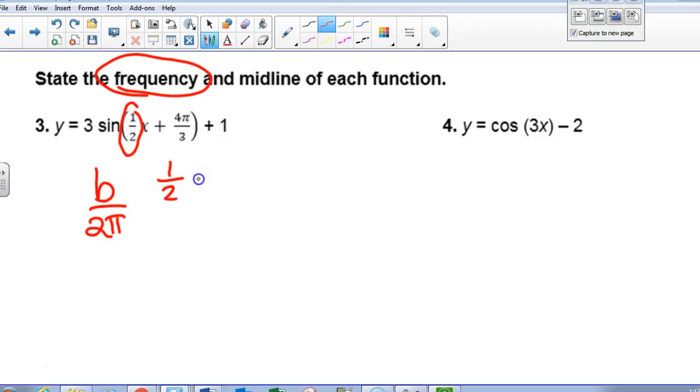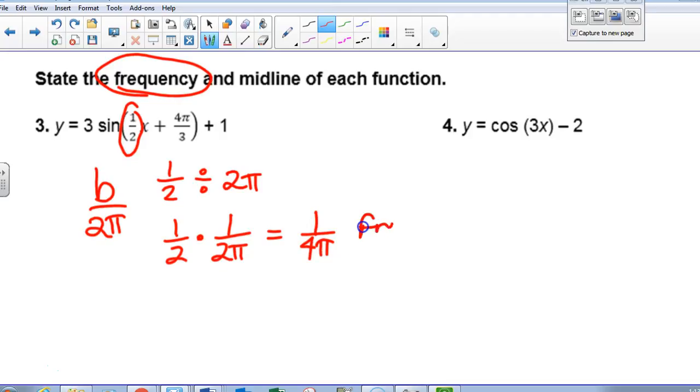Now, students get this messed up, though. It's not 4 pi. Because it's 1/2, yes. It's 1/2 divided by 2 pi. When you divide, you're flipping this over, so this becomes 1 over 2 pi. Is that 1/4 pi? No, the pi is in the denominator. It's 1 over 4 pi. So if we divided, that'd be a really small number, like 1 divided by 12 point something. All right, and that is the frequency.